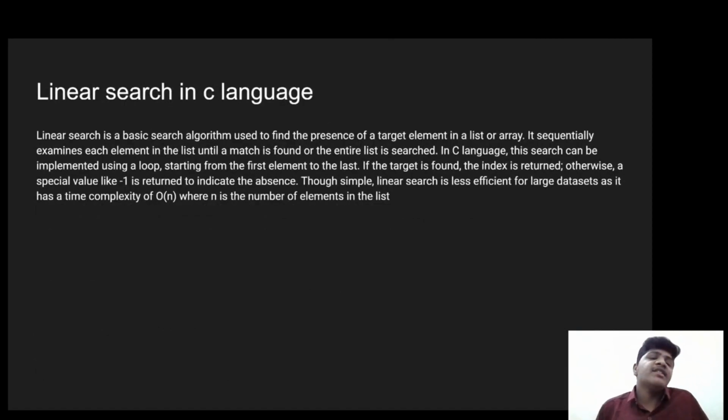Next, we will learn what a linear search is in C language. Linear search is a basic search algorithm used to find the presence of a target element in a list or array. It sequentially examines each element in the list until a match is found or the entire list is searched. In C language, this search can be implemented using a loop, starting from the first element to the last. If the target is found, the index is returned. Otherwise, a special value like -1 is returned to indicate the absence. Simple linear search is less efficient for large datasets, as it has a time complexity of O(n), where n is the number of elements in the list.